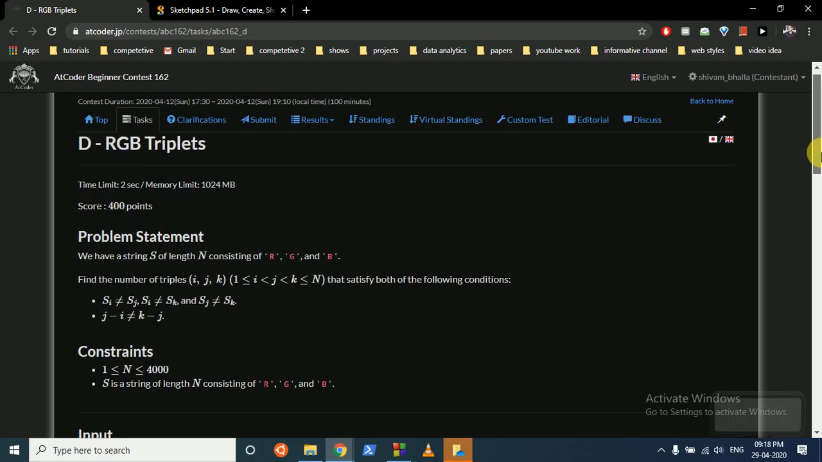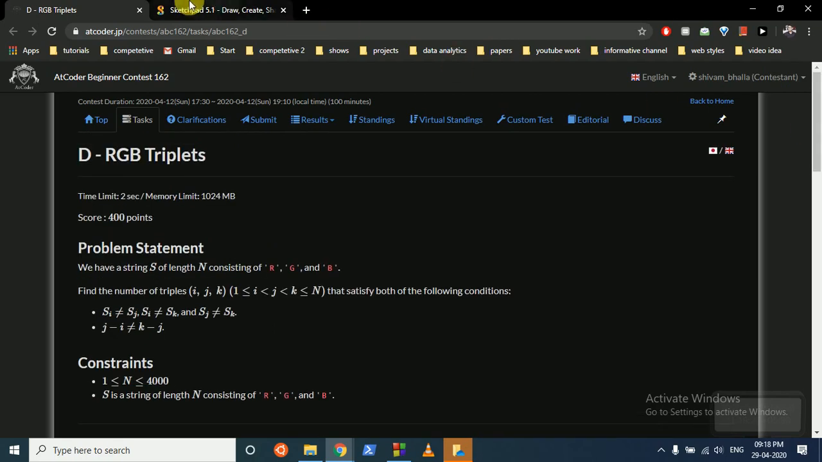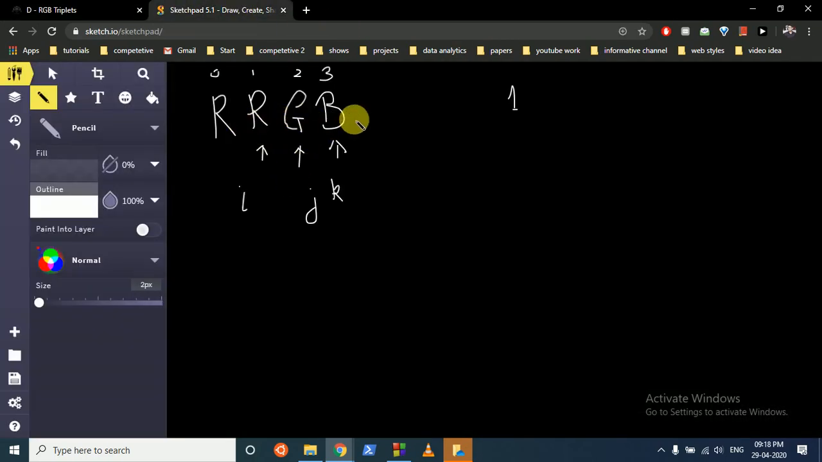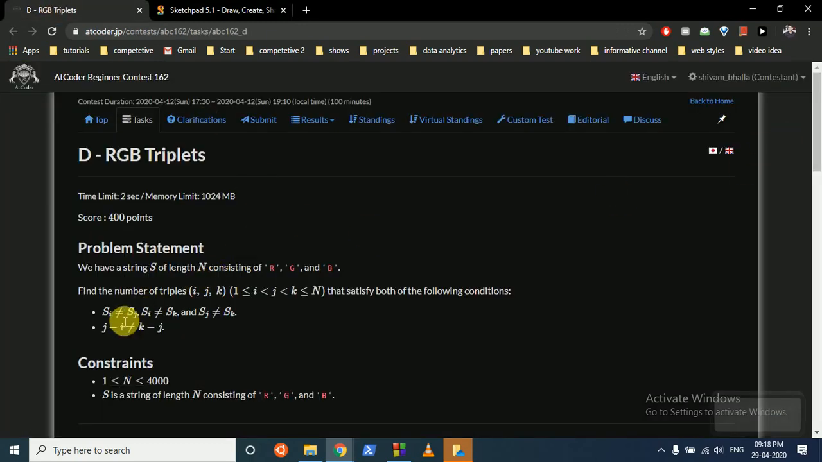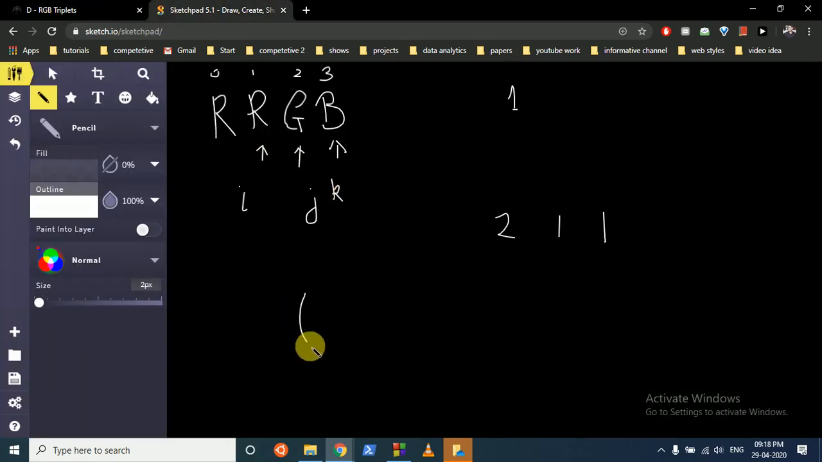What I mean is, you can first calculate how many R, G and B's there are in this whole string. In this string, there are a total of 2 R's, 1 G and 1 B. So how many RGB triplets can you take in total without considering this statement? You can take 2 R, 1 G and 1 B, and you can also interchange these positions. So the answer is 2.